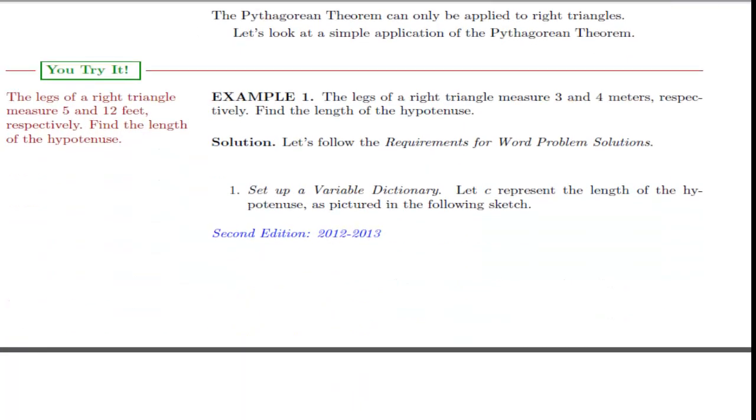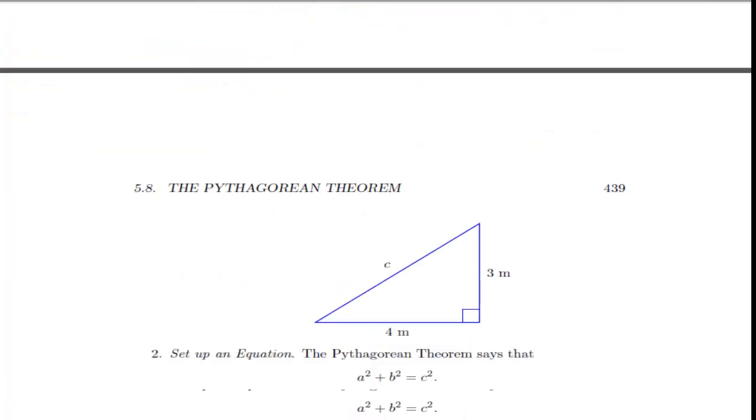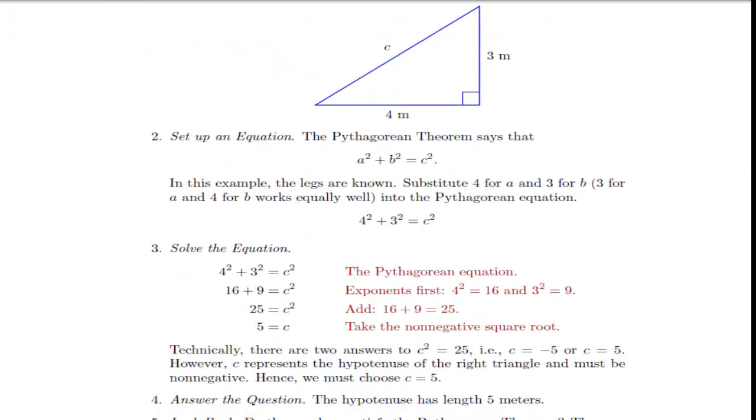Example 1. The legs of a right triangle measure 3 and 4 meters, respectively. Find the length of the hypotenuse. Solution. Let's follow the requirements for word problem solutions. 1. Set up a variable dictionary. Let c represent the length of the hypotenuse, as pictured in the following sketch. 2. Set up an equation.